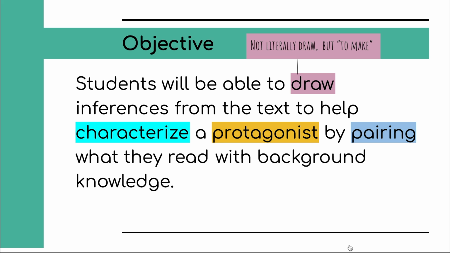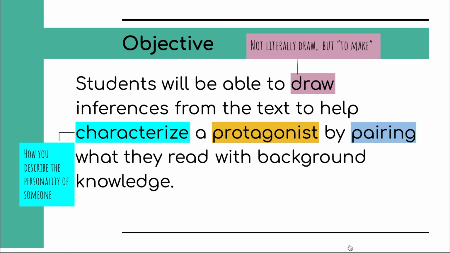So let's reread the objective with this new synonym. Students will be able to make inferences from the text to help characterize a protagonist by pairing what they read with background knowledge. The next word that is highlighted is characterize. To characterize is how you describe the personality of someone. So say for instance, someone is always cracking jokes or always making people around them laugh. We would call this person funny or humorous. Those are the words we use to describe the personality.